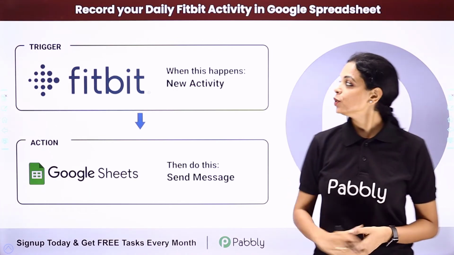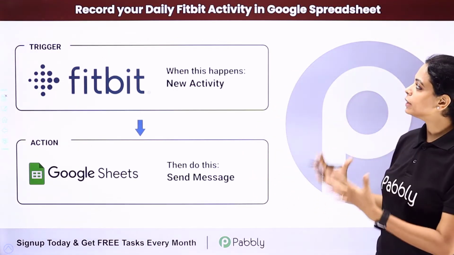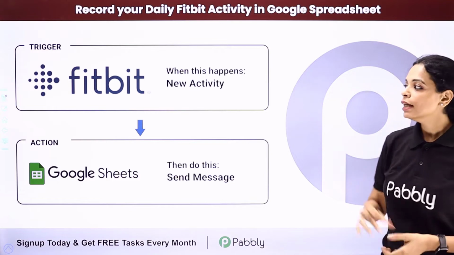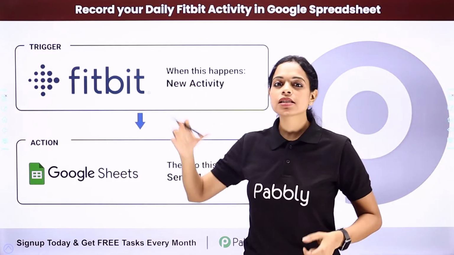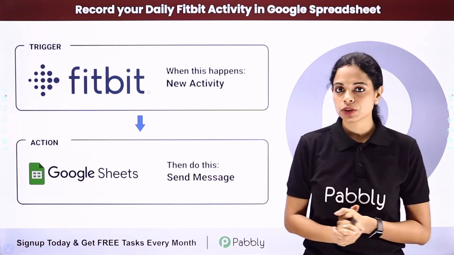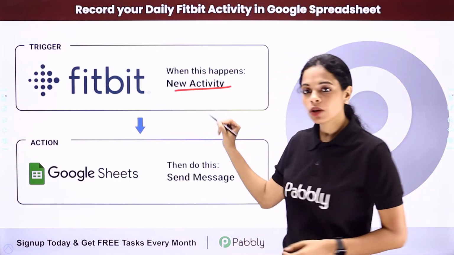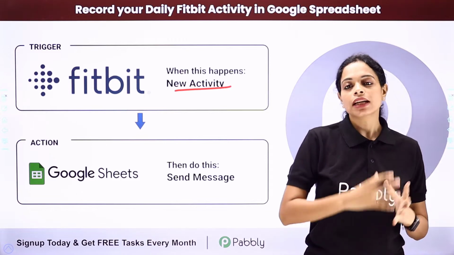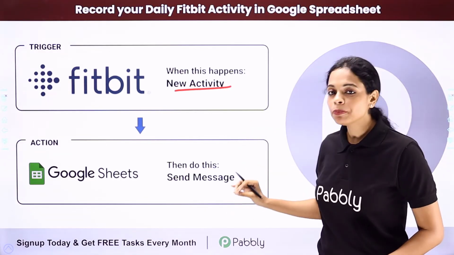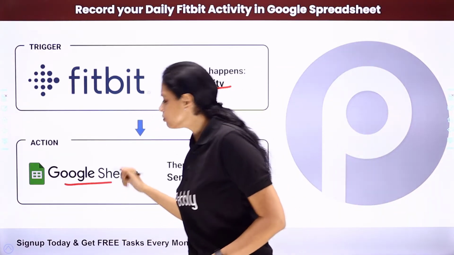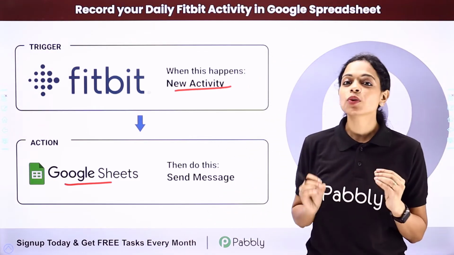In this video, we are going to see how to record your daily Fitbit activity in Google Spreadsheet. So let's say that you are using Fitbit as a fitness tracker and activity monitoring app, and every time there is a new activity recorded, this activity along with the entire details should be recorded in your Google Sheets, which is a spreadsheet. Now, how can this be done?